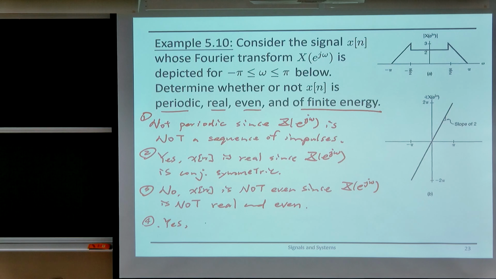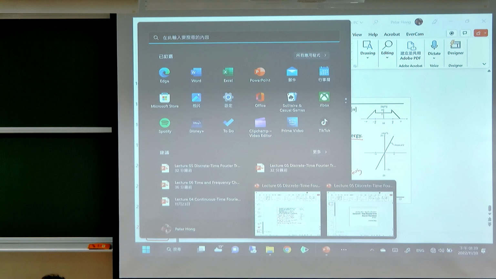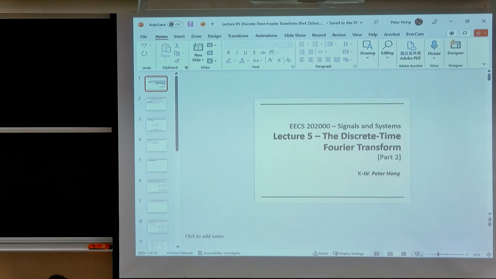So yes, finite energy by Parseval's relation. Okay? Okay, good. So here we introduce several of these basic properties of the discrete-time Fourier transform. Okay. So continuing to the second part, we still have this convolution and related multiplication properties.